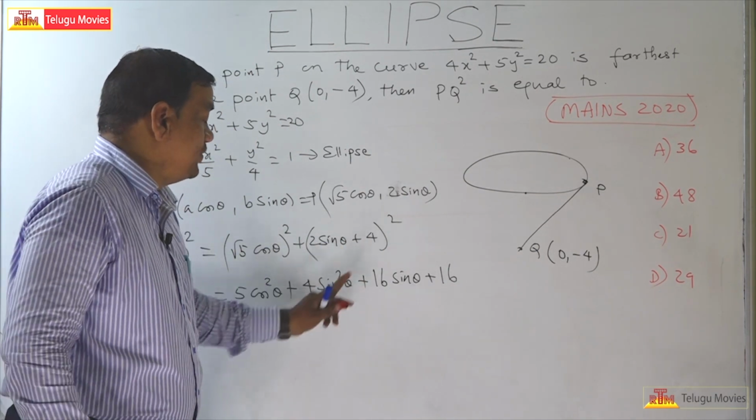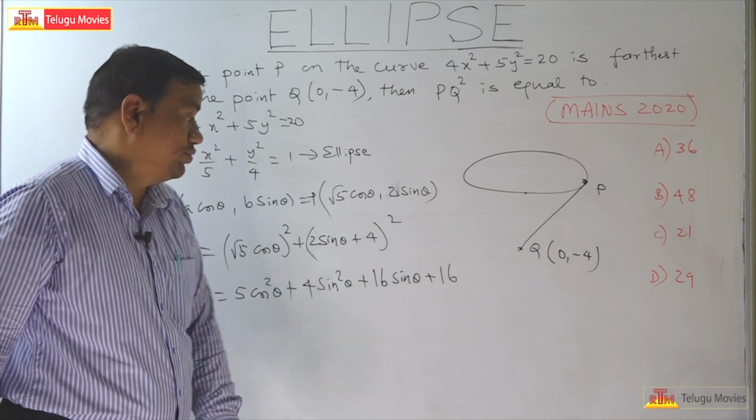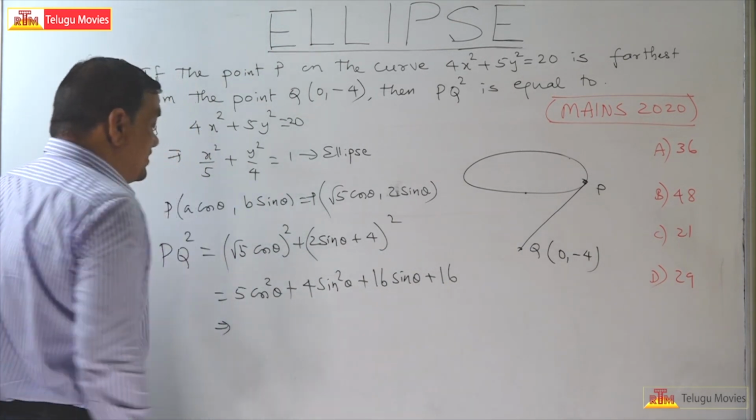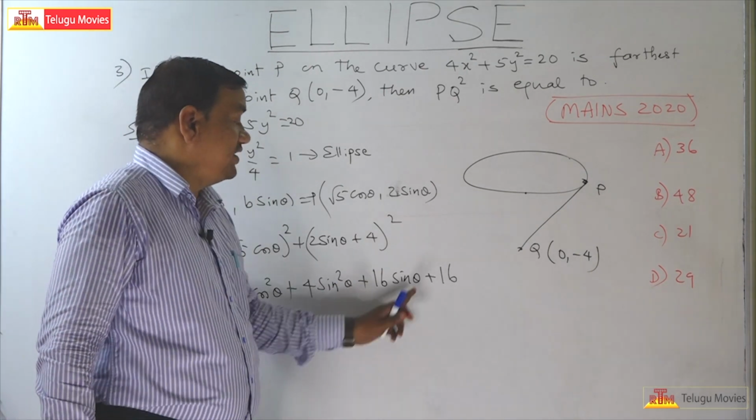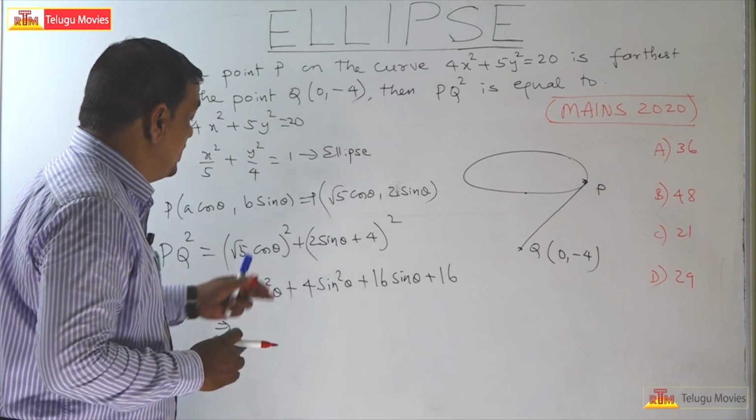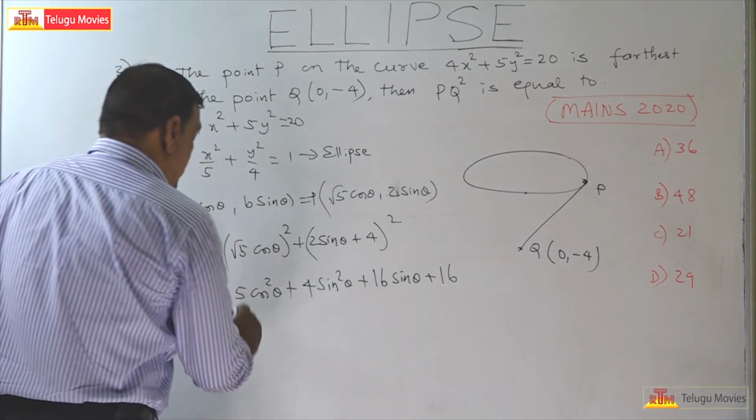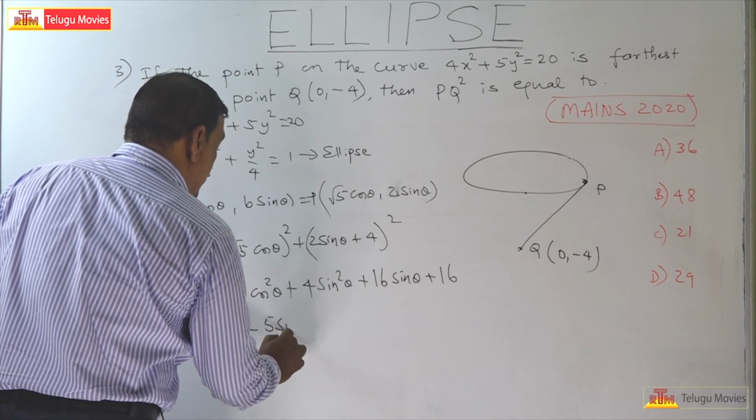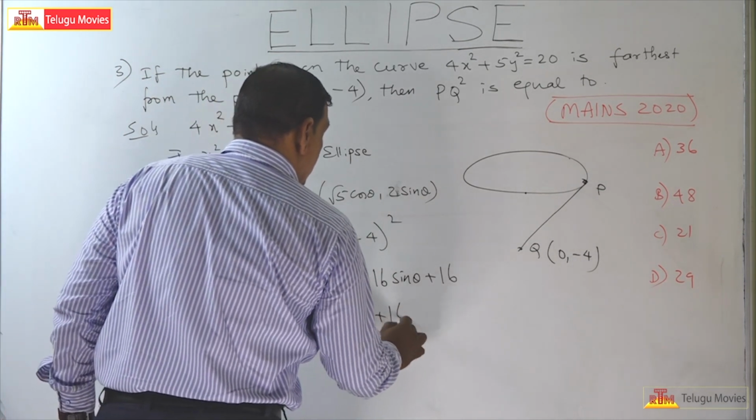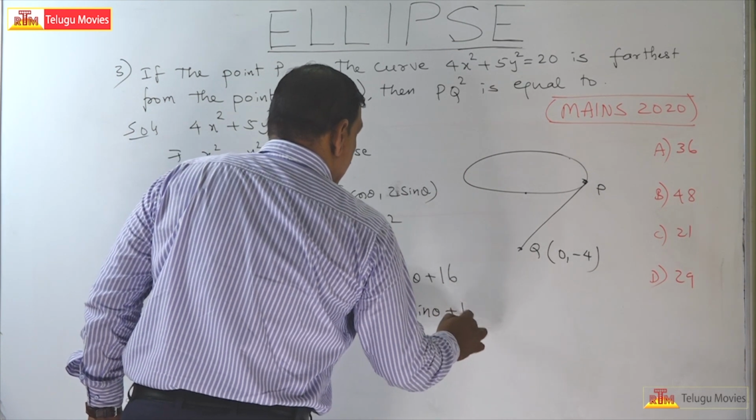Using (a plus b) whole square equals a square plus b square plus 2ab. So this we can write as 5 cos square theta plus 4 sin square theta against 16 sin theta. So let us convert it into any one form. Let us convert it into sin theta. So this is 5 minus 5 sin square theta plus 4 sin square theta plus 16 sin theta plus 16.